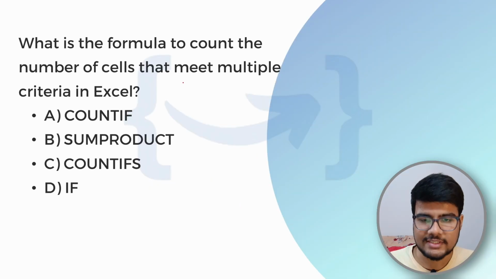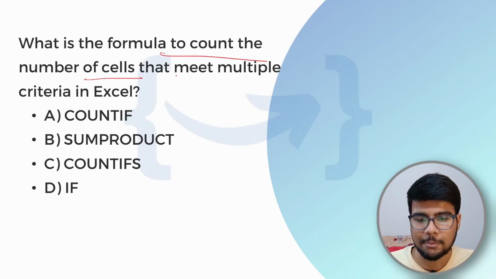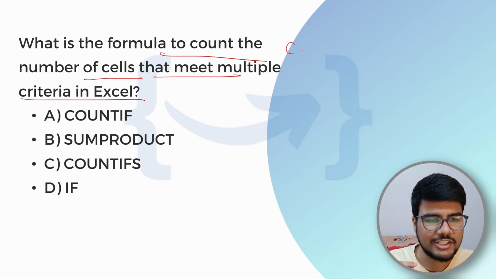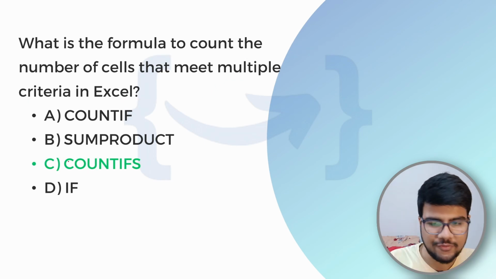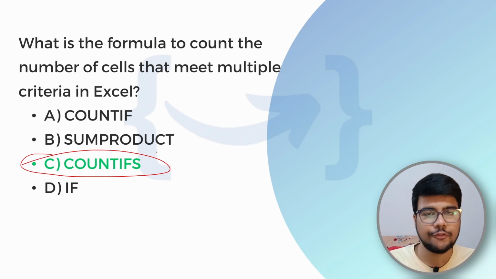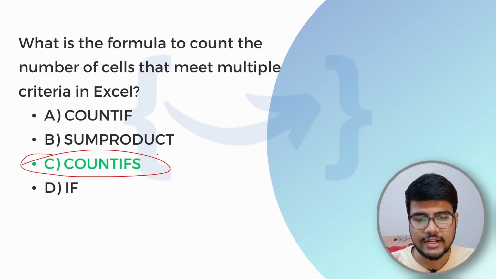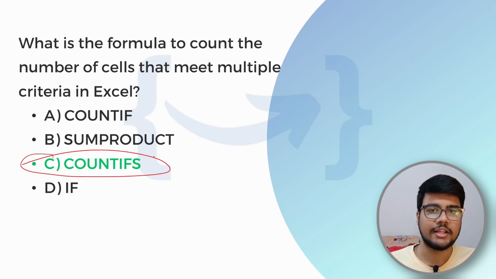Now, what is the formula to count the number of cells that meet multiple criteria in Excel? Guys, if you have watched my cheat sheet video of MS Excel, I know you have marked the option right, which is C. COUNTIF is a function that helps you count the number of cells meeting multiple criteria in Excel.